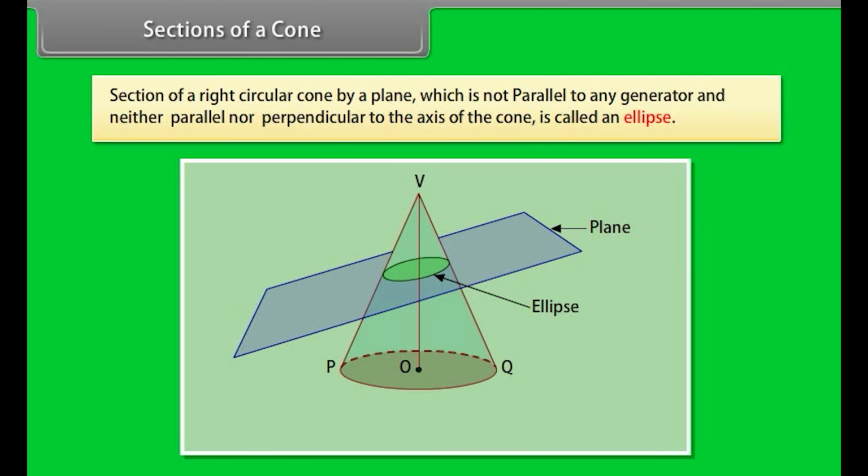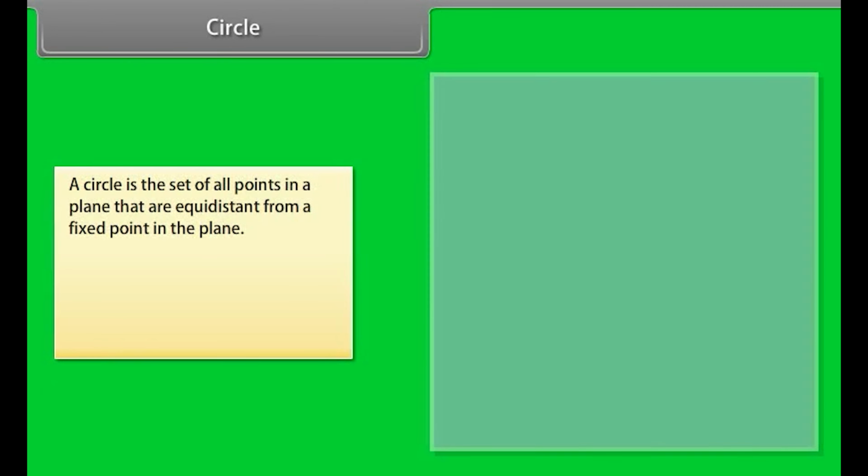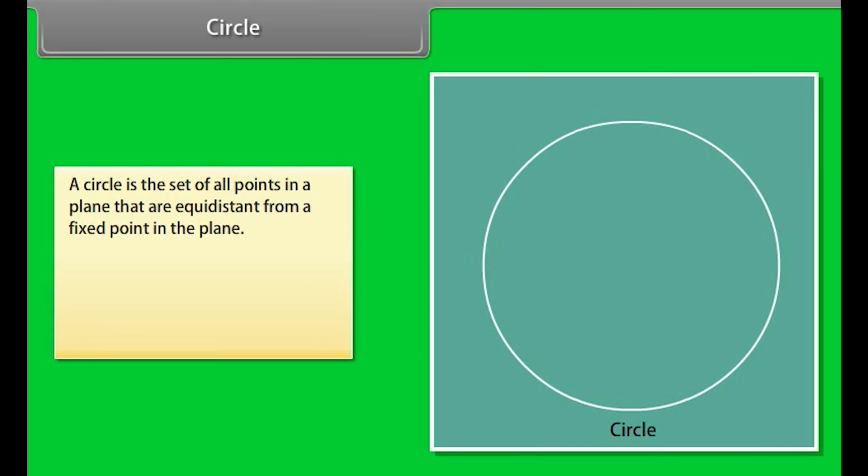A section of a right circular cone by a plane which is not parallel to any generator and neither parallel nor perpendicular to the axis of the cone is called an ellipse. A section of a right circular cone by a plane which is parallel to the axis of the cone is called a hyperbola.